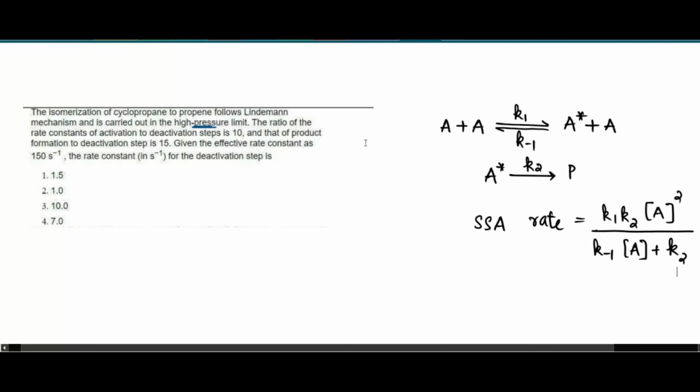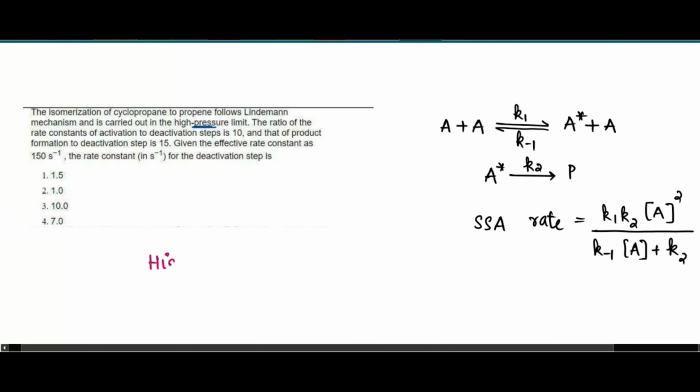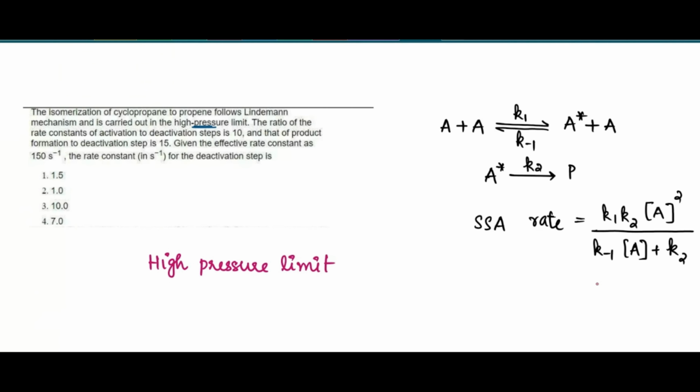This is the rate for Lindemann theory. But see what is given in the question. They have specifically said that this Lindemann mechanism is happening at a high pressure limit. When you have a high pressure limit, what does high pressure mean? The concentration of the species will be high. So whenever such a condition is given, concentration is high, concentration is low, pressure is high, pressure is low, here what is given? It's given that it's a high pressure limit. If you go wrong here, everything is lost.